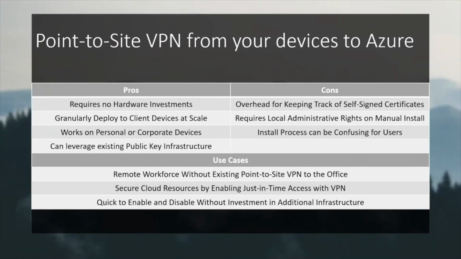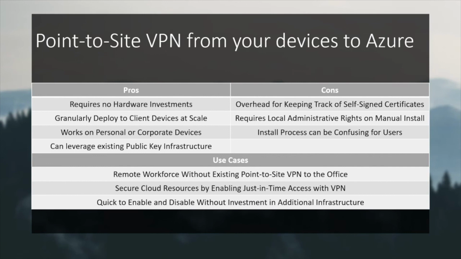If you have multiple self-signed roots, then you may be in a circumstance where you have some trouble keeping track of which certificate went with what VPN. If you've got multiple VNets and you want to enable multiple point-to-site connections for those VNets. It does require local administrative rights when you manually install it. If you're not able to deploy this en masse, then you are going to have to grant those users local admin so that they may click through the prompt to install the Azure VPN.